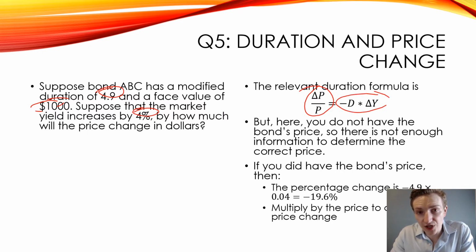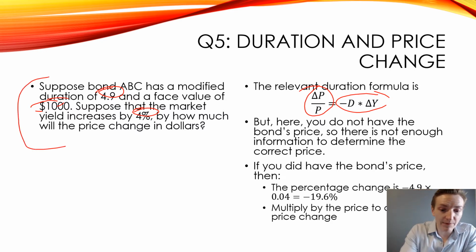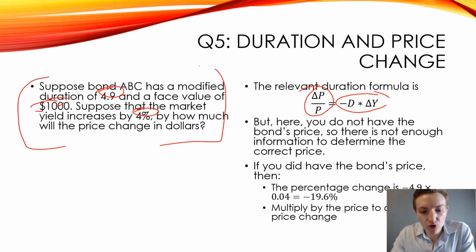Now what you'll notice here is you are not given the price. Therefore, you would not have enough information to answer this question. So there's simply not enough information based on this type of information here. This is because you haven't really been told the characteristics of the bond, so you can't even price this bond. So there's not enough information right here.